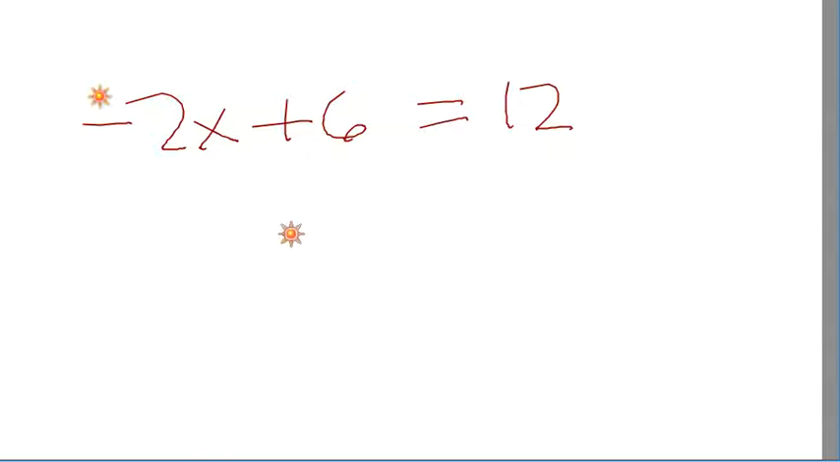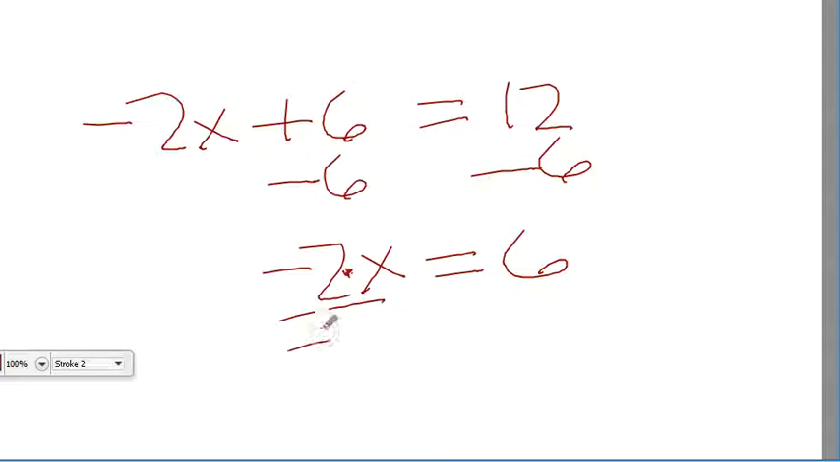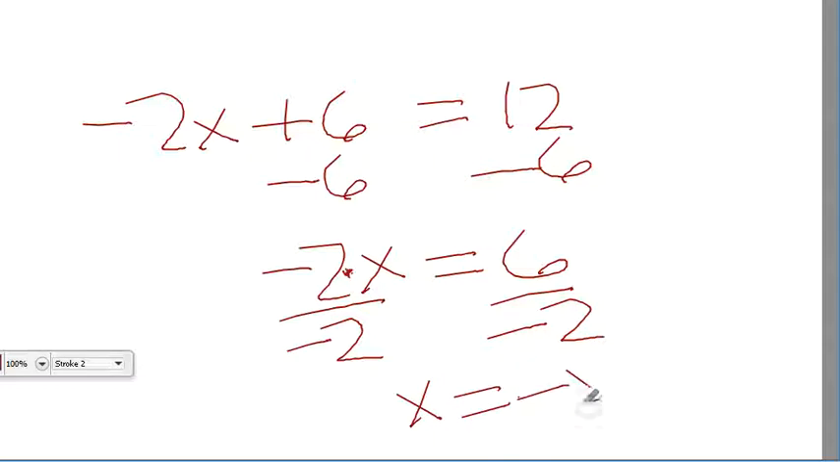Okay, so the way that we would solve this equation, negative 2 times x plus 6 equals 12, is we first get rid of the plus 6 by doing a subtract 6 on both sides. That gives us negative 2 times x equals 6. To get rid of the multiplication of negative 2, we're going to use division. So we have to divide by negative 2 on both sides. So x equals negative 3.